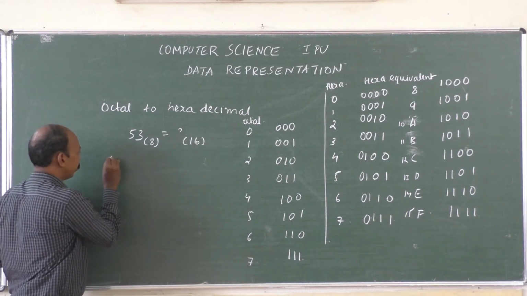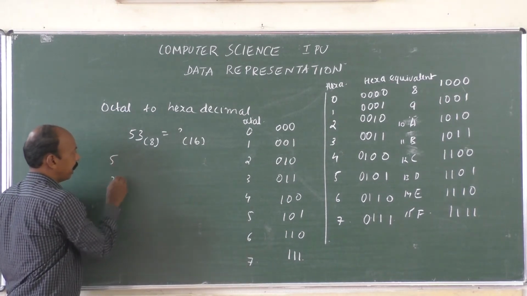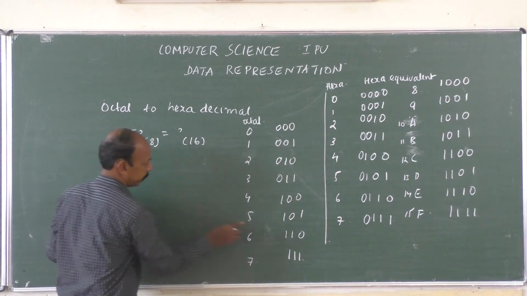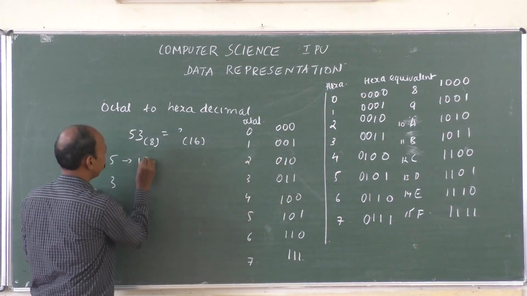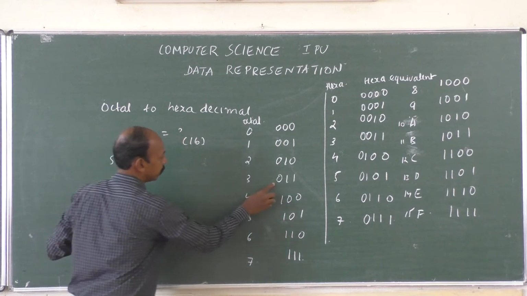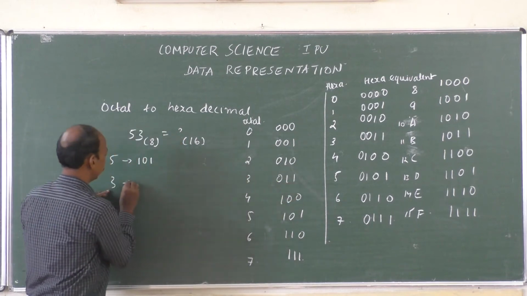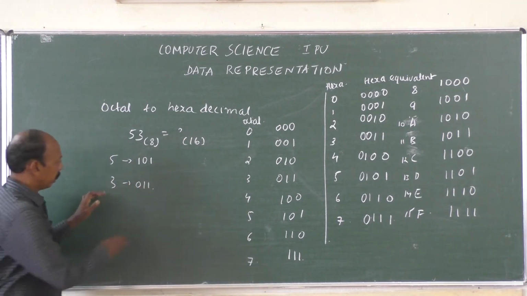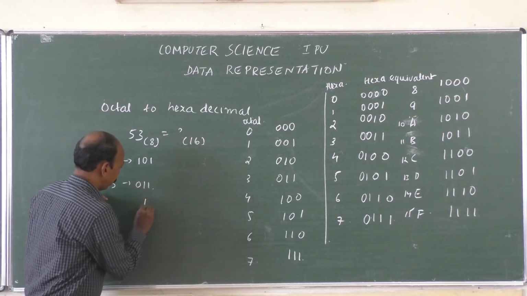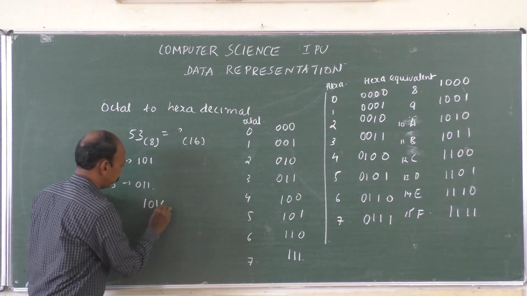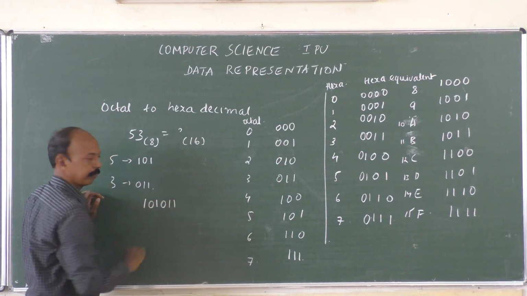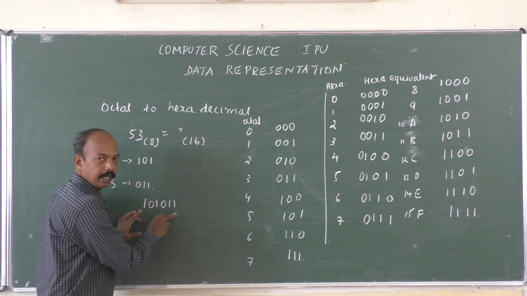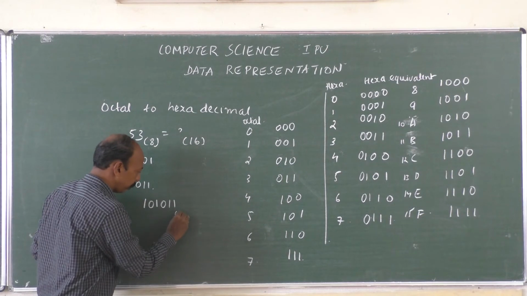53. See, first 5, then 3. With respect to octal, we shall write. 5 is how much here? It is 101. 3 is how much? 011. Now write it together. It becomes 101011, right? So it is in the form of binary now.